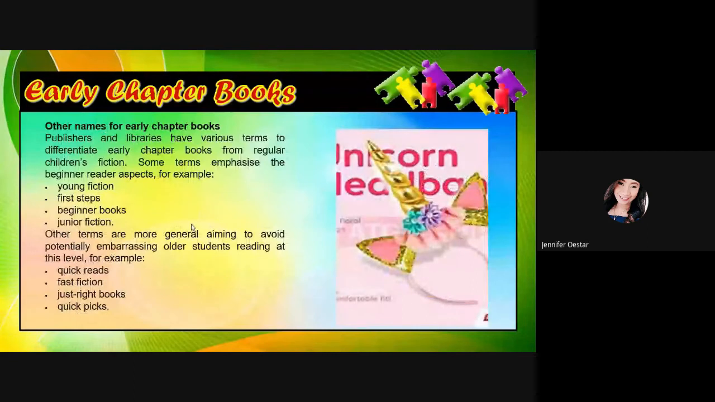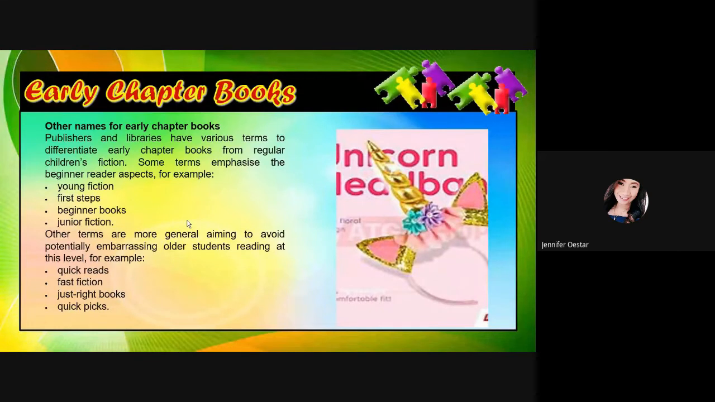Then, other names for early chapter books, what are those? Publishers and libraries have various terms to differentiate early chapter books from regular children's fiction. So what are the other terms for early chapter books? Who wants to give the different other terms? You can unmute yourselves or raise your hand. So let's have the recitation as projected on your screen.